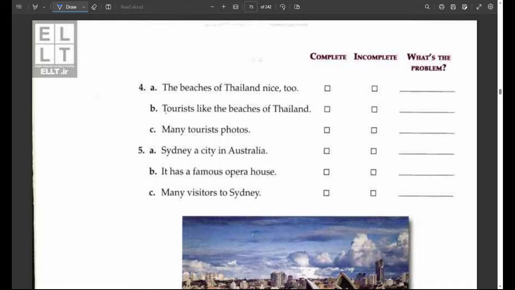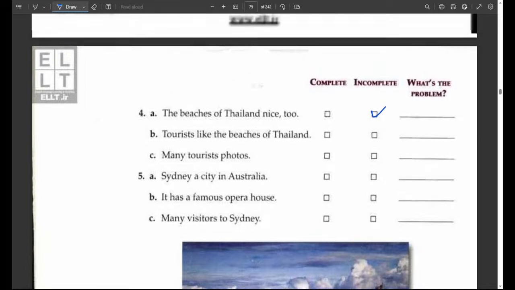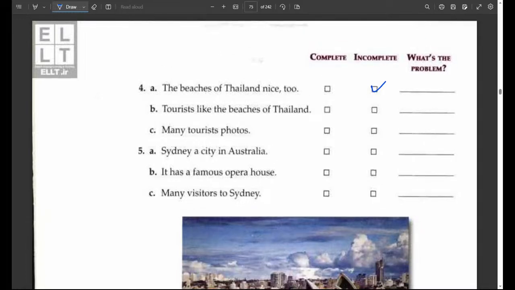The beaches of Thailand nice too. This is an incomplete sentence. The beaches of Thailand, there is no verb here. Where should it have come? The beaches of Thailand, and here should have come are, nice too. Tourists like the beaches of Thailand. So this is a complete sentence.